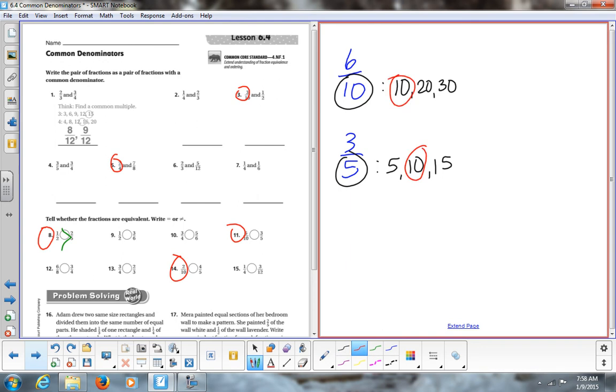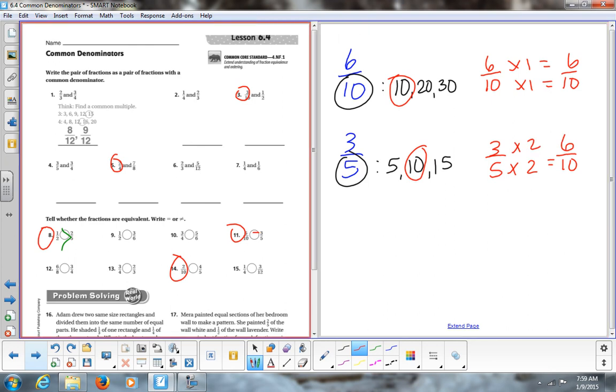So we're going to put these fractions into tens. So I have 6 tenths. We already have that in tenths, so we don't really have to change anything. And we want to take 3/5 and make it into tenths. Okay, what times 5 gets me to 10? 2. Good. What I do to the bottom, do to the top. All right, so we have 6 tenths and 6 tenths. So we have equal, right? It is equal.